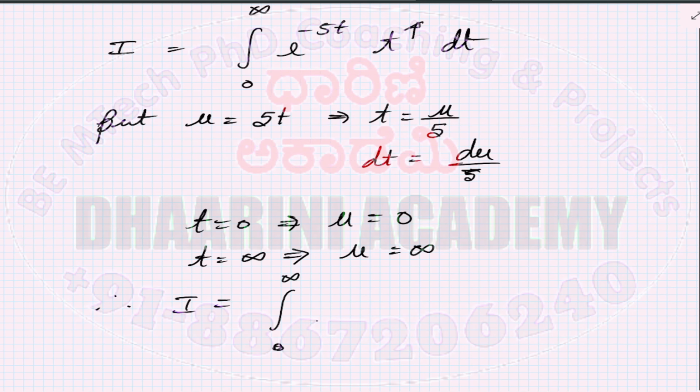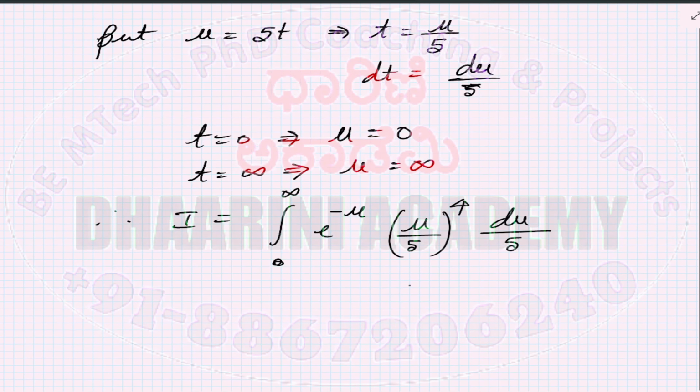So this becomes e to the power minus 5t. 5t is u, so this is e to the minus u into, wherever I see a t, it is nothing but u by 5. So this means it's power 4, and I have a dt, which is nothing but du by 5. So clubbing them all together, I can take 5 to the power 4 and one more 5 outside. So this becomes equal to 1 over 5 to the power 5.